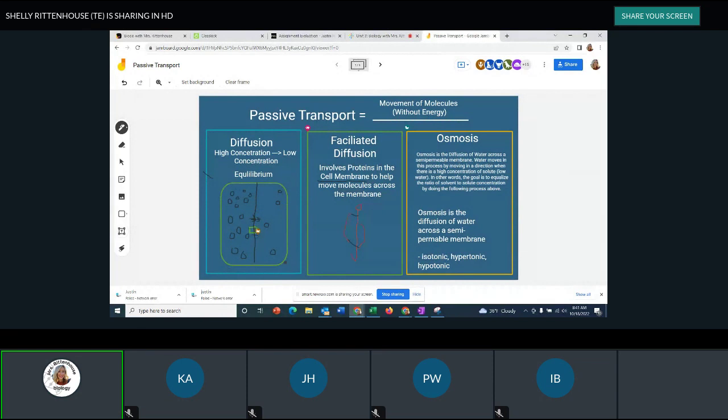Awesome. So the osmosis picture would be very similar to the diffusion picture. You could almost just use little water droplets, right? Because it's the movement of water. Good. Does anybody else want to add anything else before we end this?